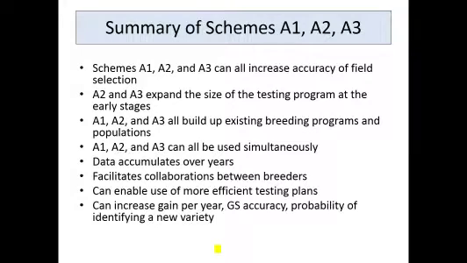So the summary of Schemes A1, A2, and A3: they can all increase your accuracy of field selection. A2 and A3 can greatly expand the size of a testing program at early stages.